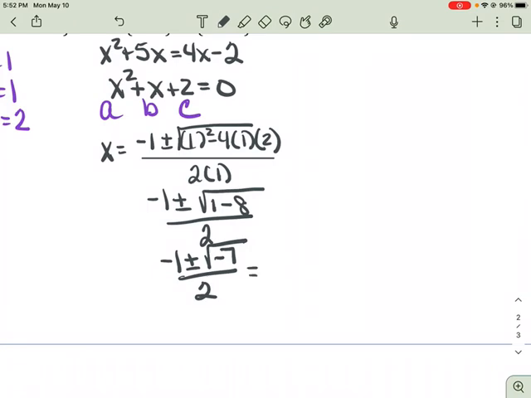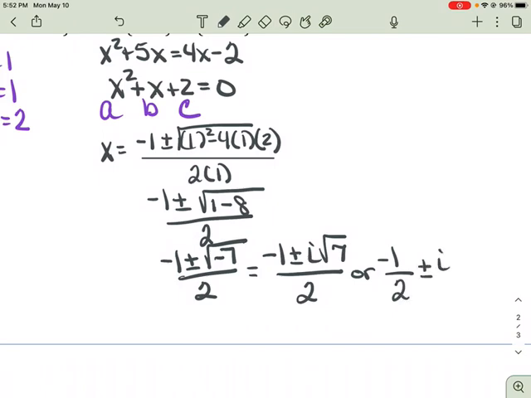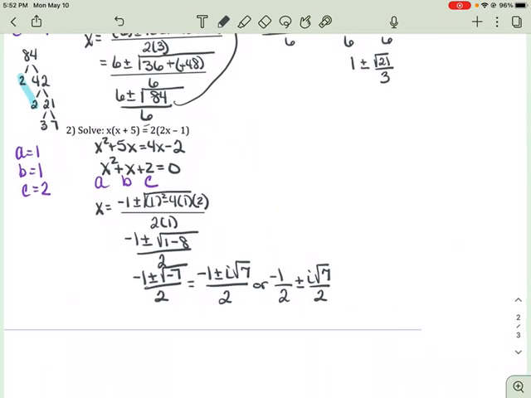Negative 7 underneath the square root. We're going to use the I thing again. So negative 1 plus or minus I square root of 7 all over 2. Again, or you can split the fraction, there you go. And again, that tells us stuff. It tells us that the graph doesn't cross the x-axis.